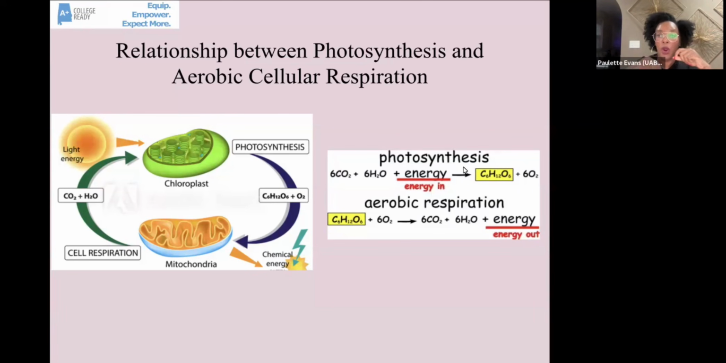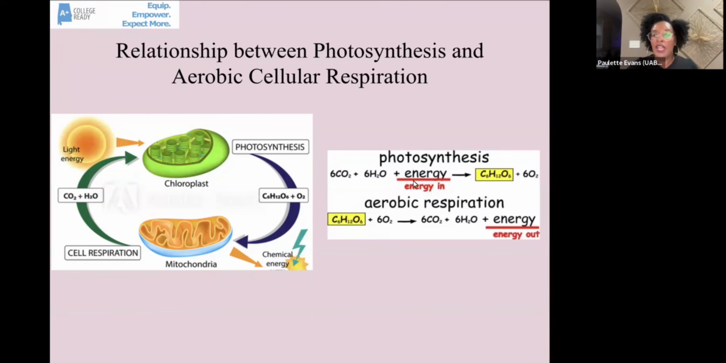But what is similar are the actual molecules themselves, all right? So you see that CO2 and water are the reactants for photosynthesis, and you'll see that CO2 and water are products, along with ATP, of cellular respiration. Okay, and then you see the products of photosynthesis, which is a sugar, glucose, and oxygen gas, are the reactants for aerobic cellular respiration, glucose and oxygen. So they do use the same molecules, but they're not reverse reactions.